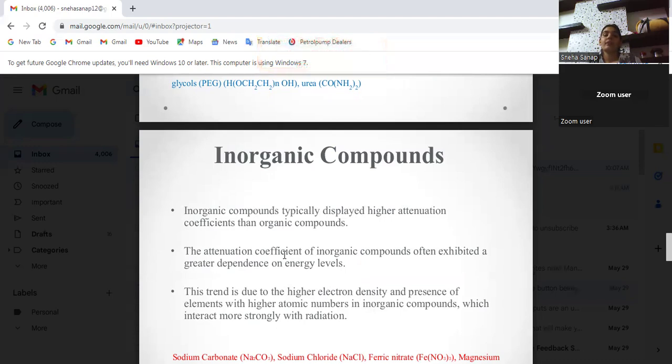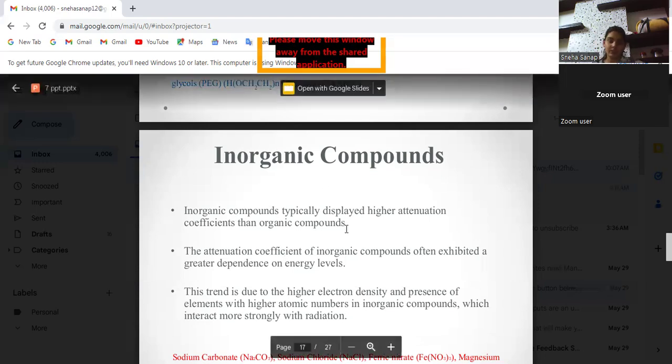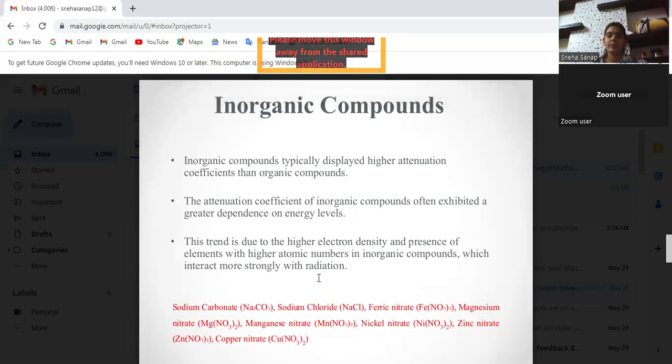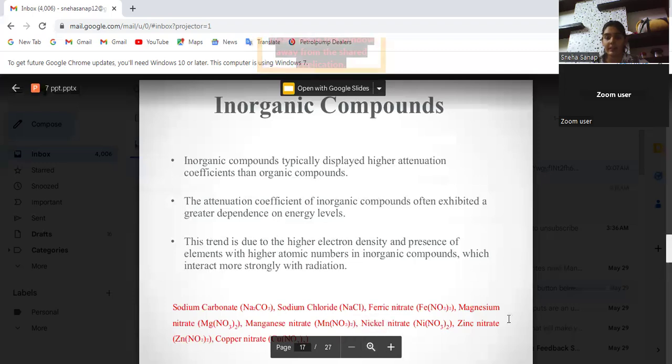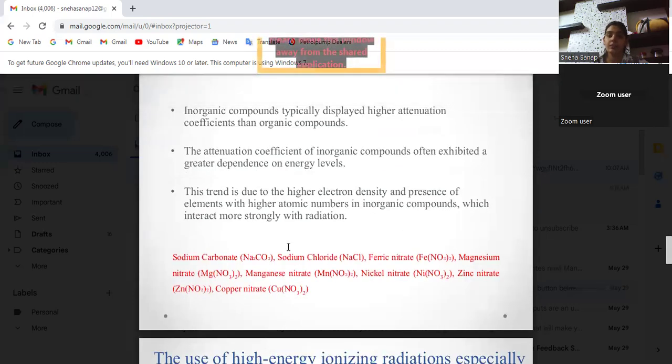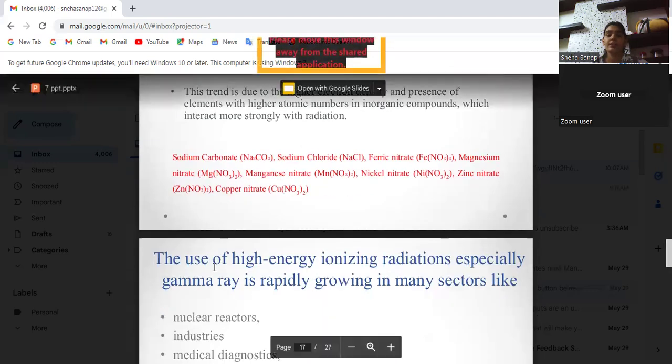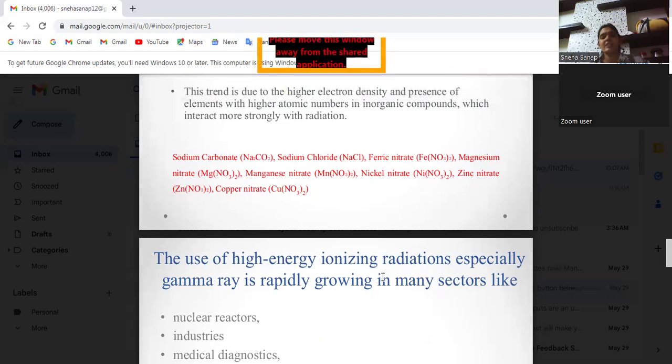The attenuation coefficient of inorganic compounds exhibits a greater dependence on the energy level. So each attenuation coefficient of water and inorganic and organic compounds also has different energy levels. In that different energy level, we have to find out the atomic number using the coefficient of water. So we are using sodium carbonate, sodium chloride, sodium ferric acid, magnesium nitrate, nickel nitrate, and copper nitrate also.